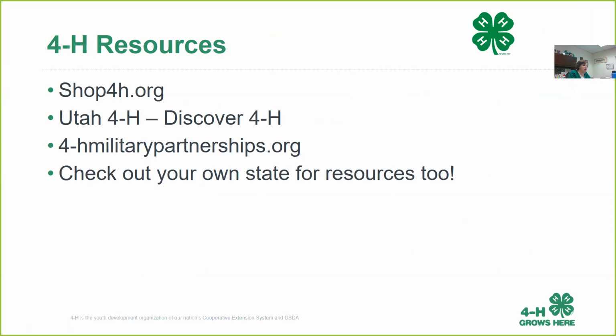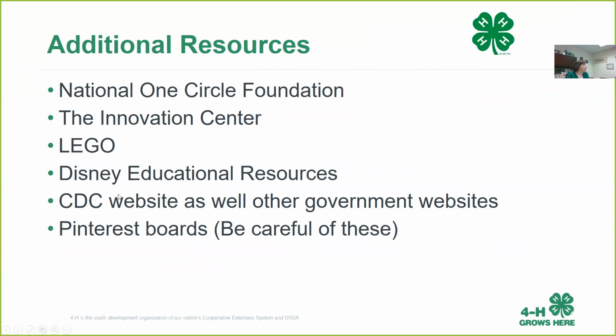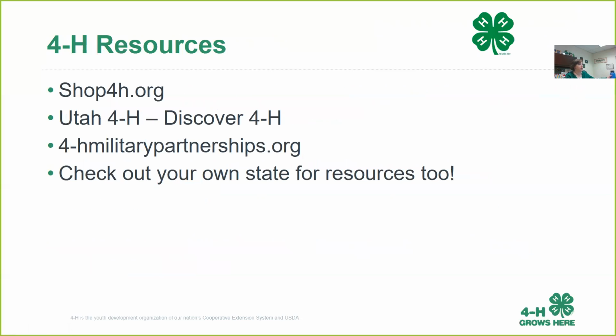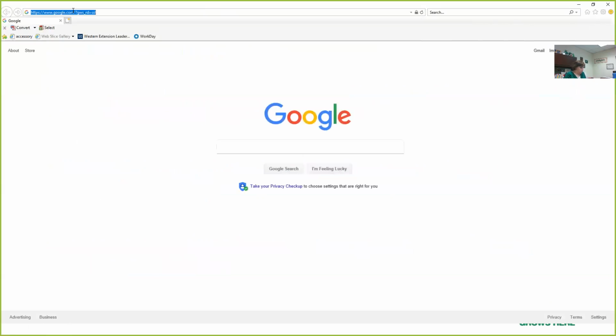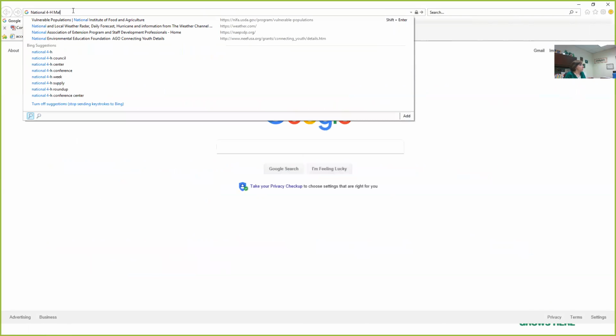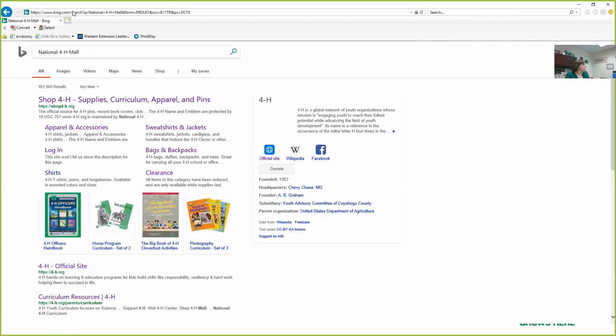So a couple of resources to share. So shop4h.org, that's the 4-H Mall. I don't have these, let me pull up. Okay. So yeah, here's shop4h.org.